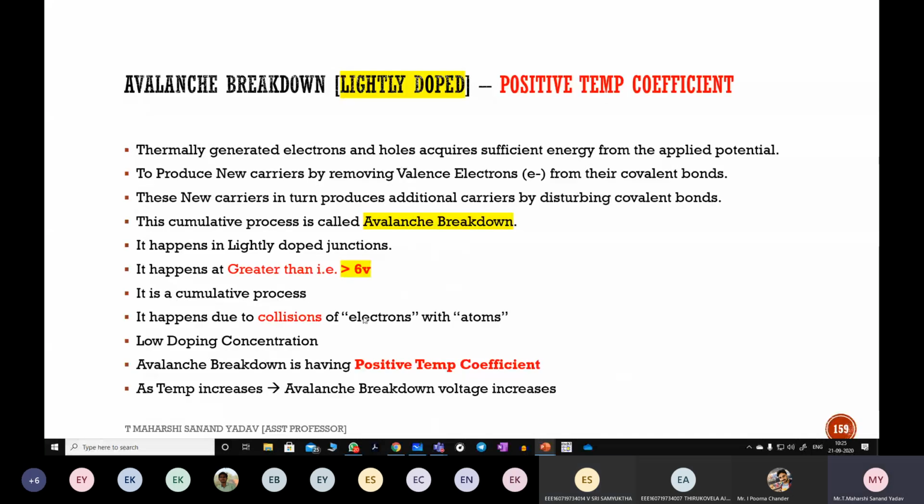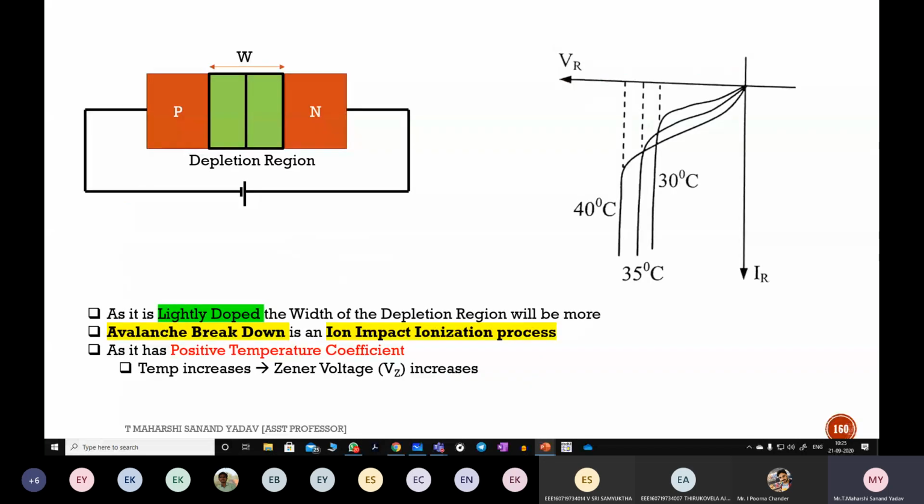All right. So I think you are perfect with avalanche breakdown and Zener breakdown. You can expect this for short. And what about the depletion region in the case of avalanche and Zener breakdown? The width of the depletion layer will be more in lightly doped, that is avalanche. And in Zener, the width of the depletion layer will be less because it is heavily doped. And what is the difference between positive temperature coefficient and negative temperature coefficient? Positive temperature coefficient: as temperature increases, Vz increases. In negative temperature coefficient, as temperature increases, Vz decreases.